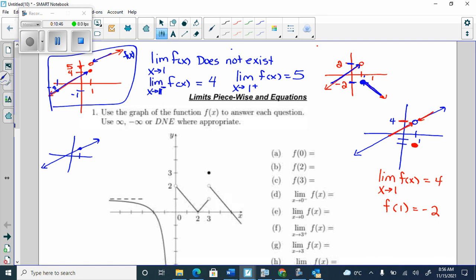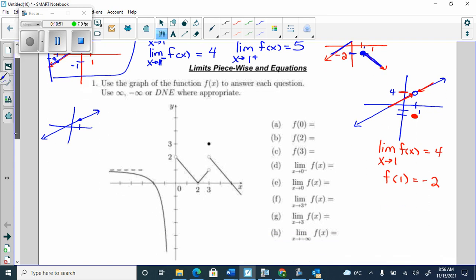So we're going to actually look at number 1. It says, use the graph of the function f of x to answer each question. You can use infinity. If it keeps going on for life up, that would be infinity, right? Where would infinity and negative infinity happen? From left and right. It would have to go all the way up or all the way down. What would have to be on the graph? An asymptote. If you have a vertical asymptote somewhere, it's going to curve and shoot up and curve and go down, right? So whenever you have asymptotes, you often have positive or negative infinities from left and right. Okay? And then does not exist where appropriate.